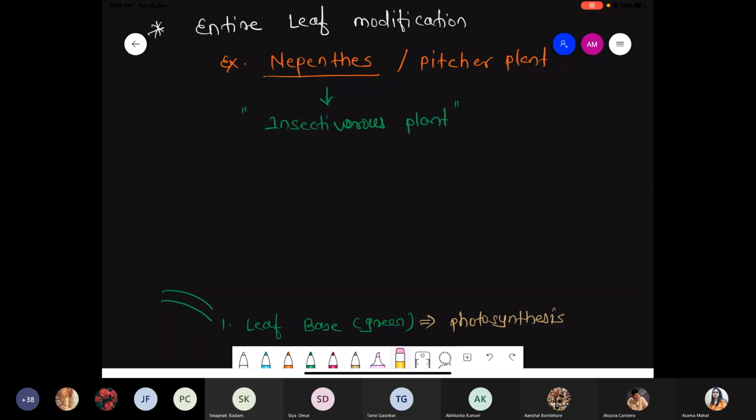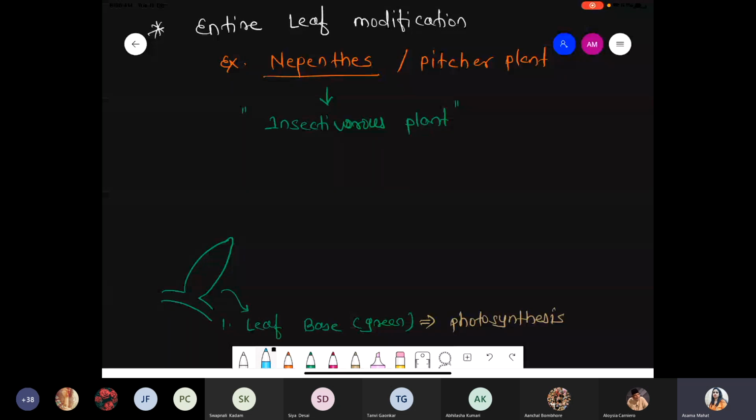Now we are talking about the region of the petiole. The petiole shows a kind of tendril structure. First we cover the leaf base. This entire structure, represented by the green color, including the expansion, is called the leaf base, which is green in color and performs the function of photosynthesis. Now we talk about the part of the tendril.